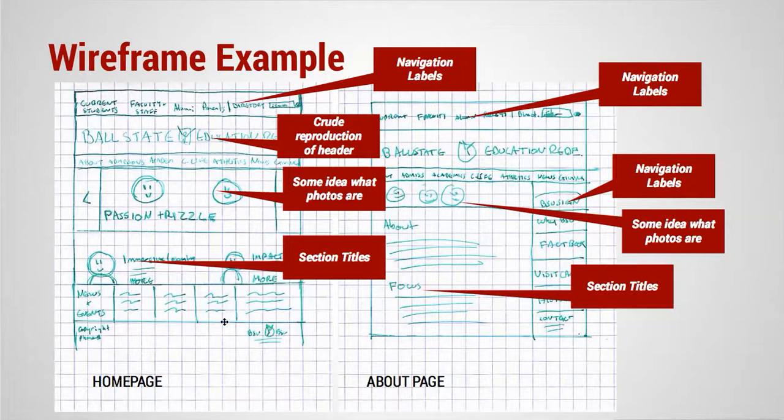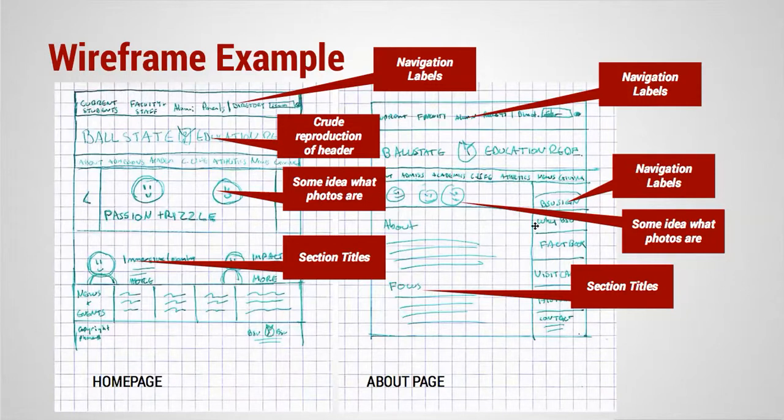And then you can see I have section titles. These are two blogs that are featured, and the blogs have titles. I've put those titles in so that when looking at this wireframe, you can tell it's a blog. And then news and events is labeled, so you can tell that this would be news and events, although it didn't seem necessary to write in all the details of the news. Over here in the About page, I did the same. I have the navigation labels. I have a crude reproduction of the header. I have the navigation labels down here.